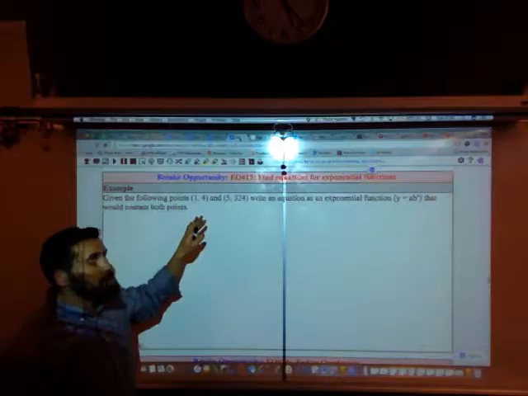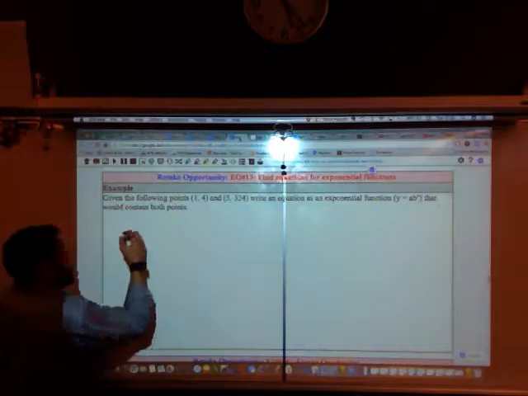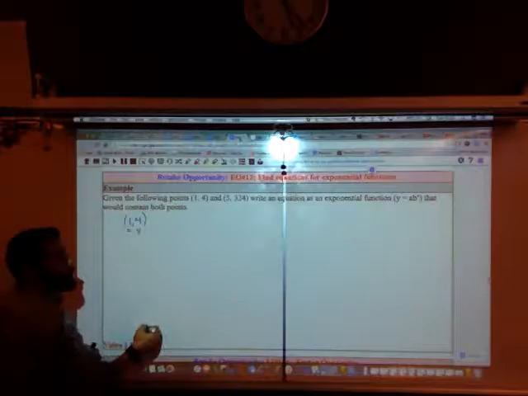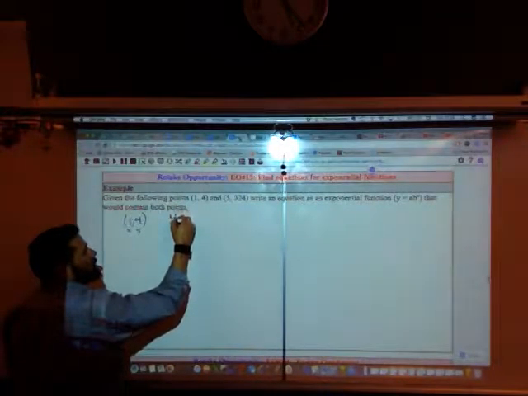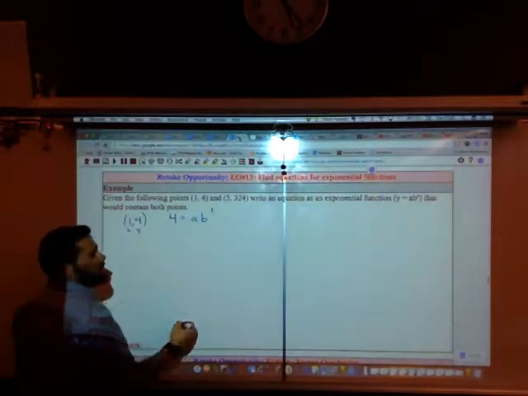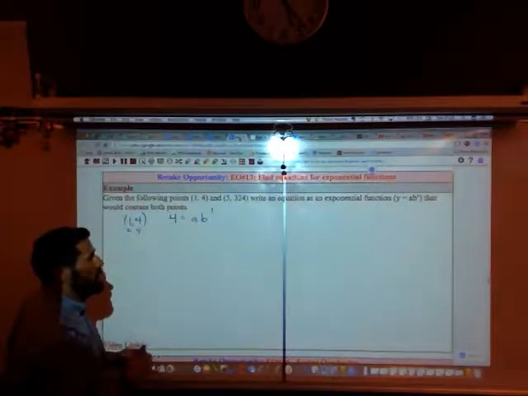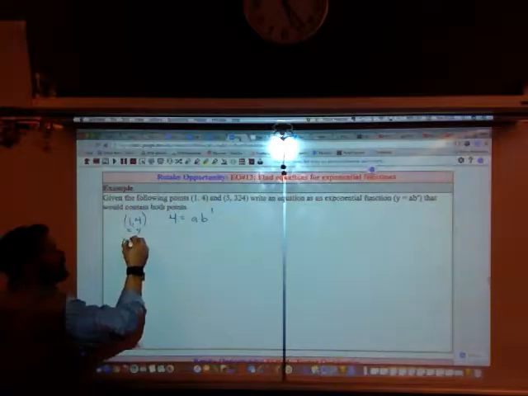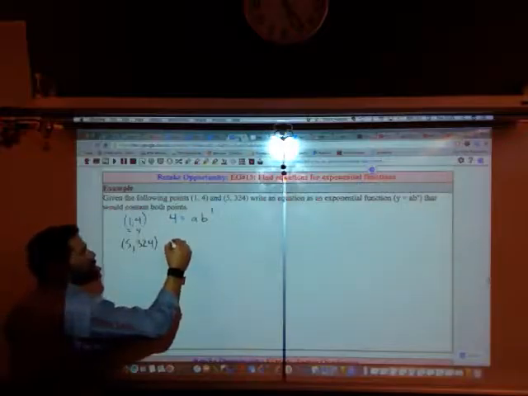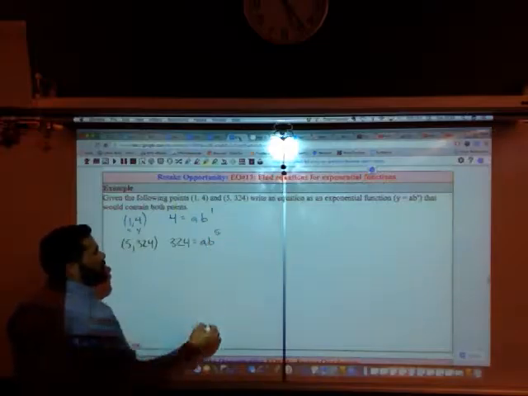For this one, I have to create a system of equations using these two points. So I'm going to use this point and use that format. (1, 4) means my x value is 1, my y value is 4. So I'm going to plug in a 4 for y, a and b, and then a 1 for x. So I'm using y equals ab to the x. I'm going to then do the same thing with the other coordinate point. 5 is the x value, 324 is the y value, so 324 gets substituted in for y, a and b get written down, and then 5 is the exponent.